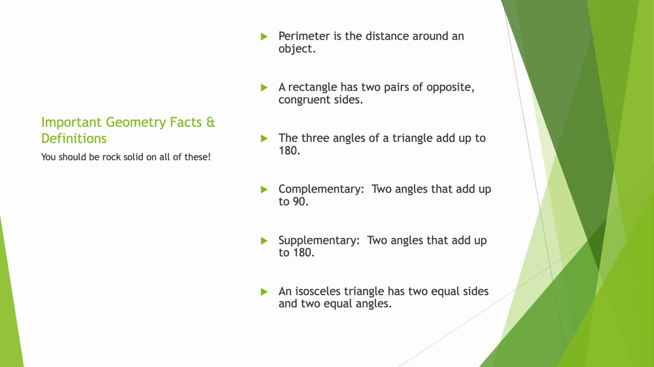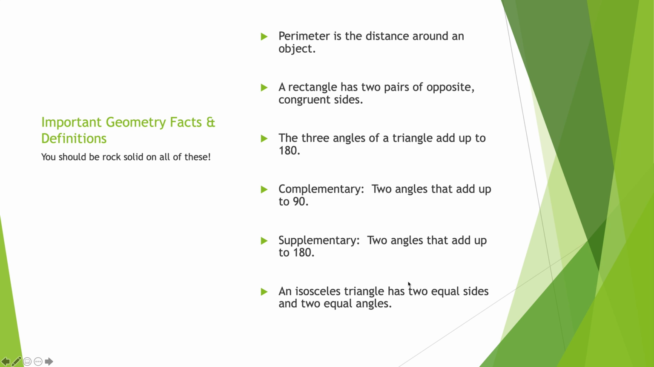Shapes are congruent. Okay. Three angles of a triangle always add up to 180. Complementary, two angles that add up to 90. Supplementary, two angles that add up to 180. Very important. Some people forget which one's which. Complementary, supplementary. As the letter C comes before the letter S in the alphabet, 90 comes before 180 in the number line, if you will. So therefore, complementary means 90, supplementary means 180.